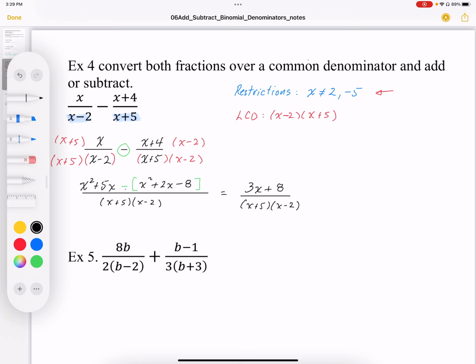I can't factor the numerator. Okay, I don't need to factor the numerator unless there's common factors on the top and bottom.